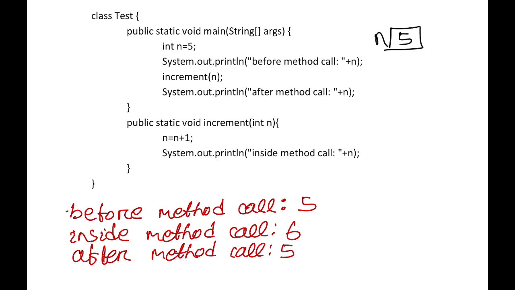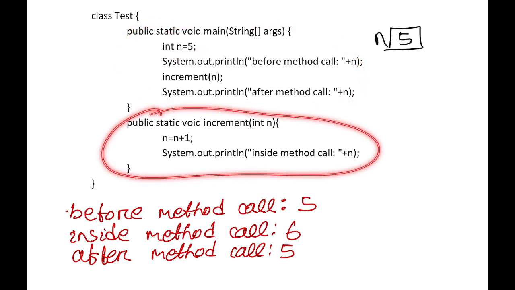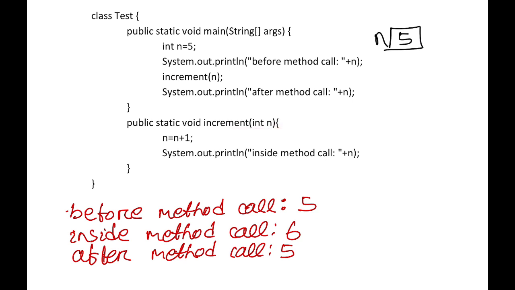So why is it 5? So in the main method, the value of n is different, and here in the increment method this n is different, or we can say in the main method when n is initialized to 5, the variable is stored in a different part of memory, and here in the increment method when the parameter n is created, the parameter n is stored in a different part of memory, or we can say this n is a copy of this n.